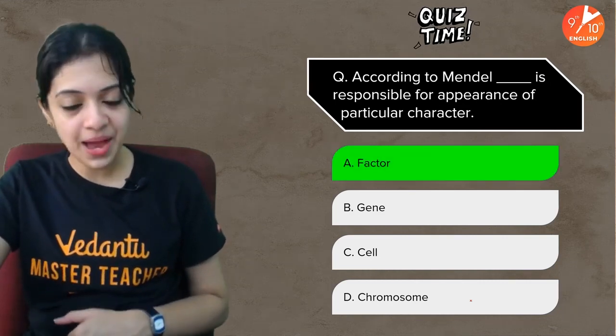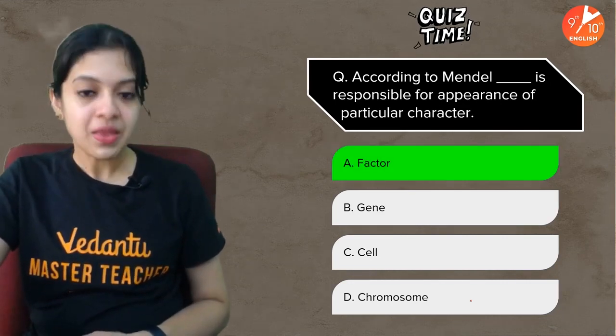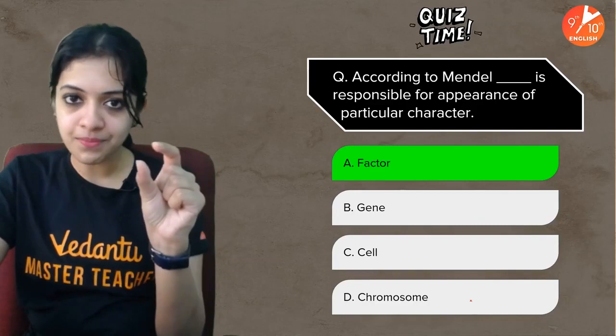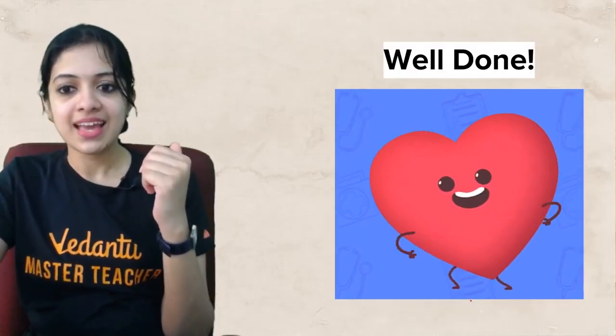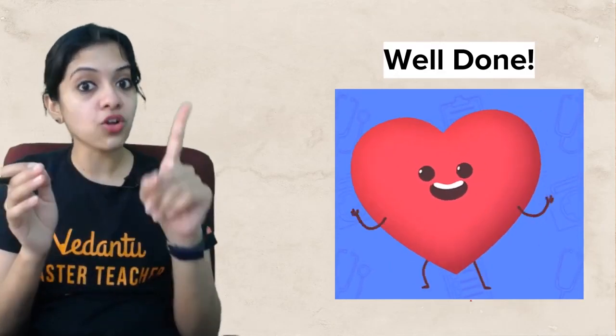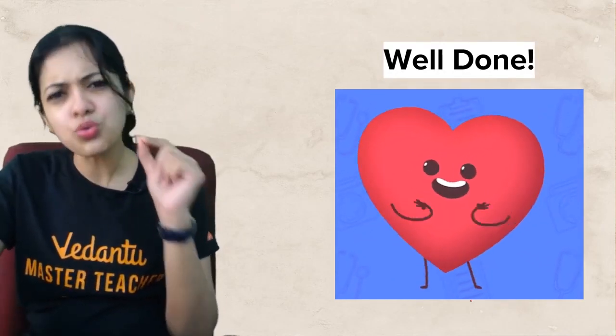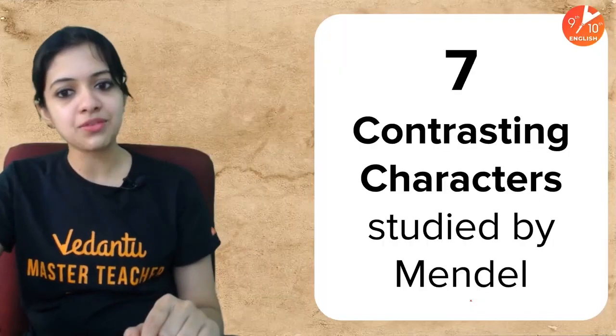And your time is up. The answer is factor. Actually, Mendel used the word factor to refer to both genes and alleles. Okay, so do remember that. So there we go. Well done, children. We are not done yet. I have a few more things to tell you, and then we will be done with this session.